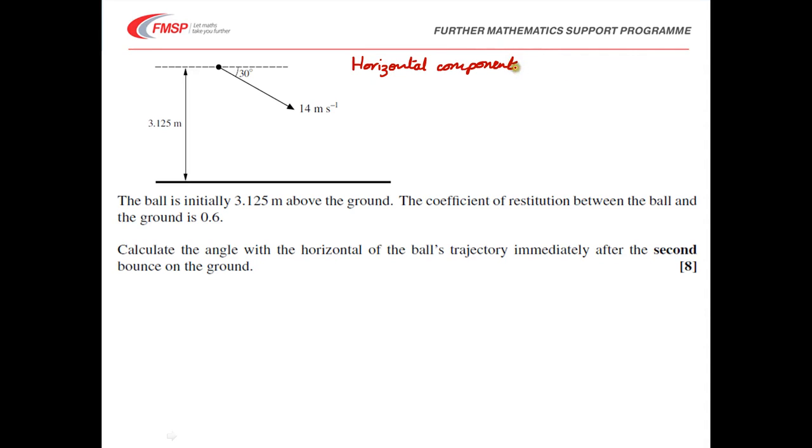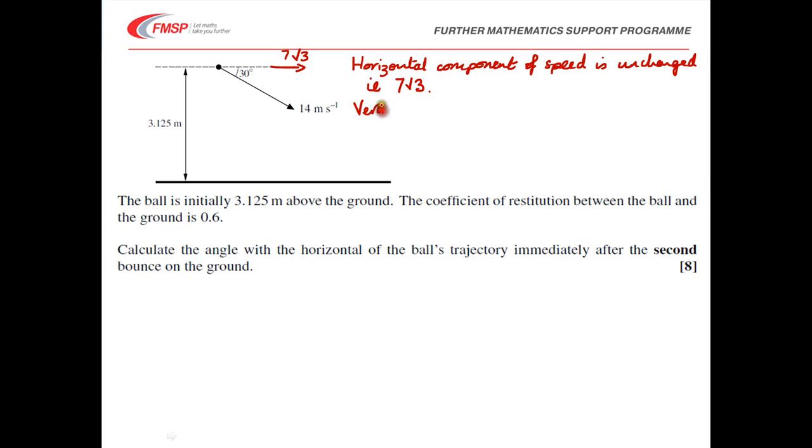So the horizontal component of speed is completely unchanged throughout. So that's going to be 14 cosine 30, and that's going to be equal to 7 root 3 meters per second. So we always have this velocity of 7 root 3 in the horizontal direction.